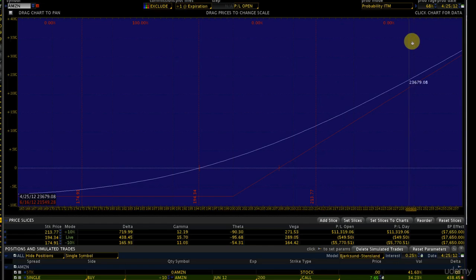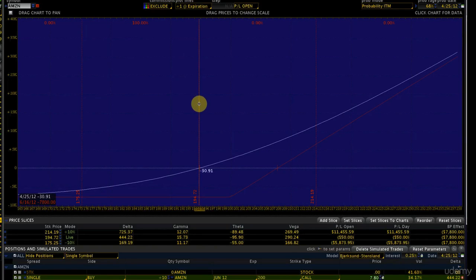Regardless, the potential still exists. The chances of Amazon going to 230 may not be very high, but nevertheless, it exists. So there is good upside potential if Amazon moves up. So that's definitely a positive.